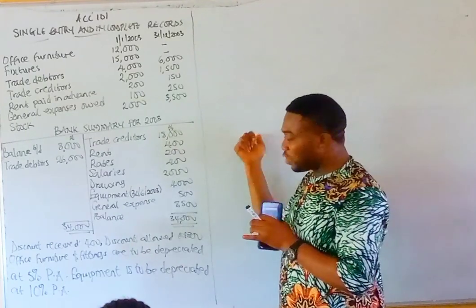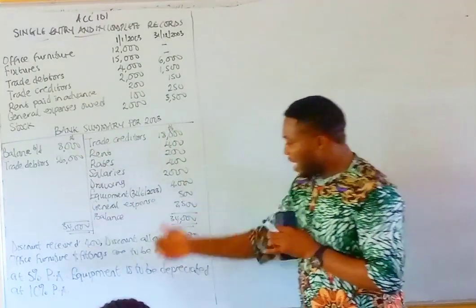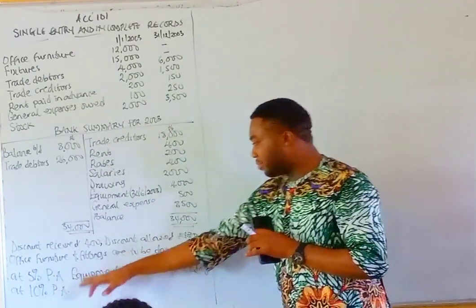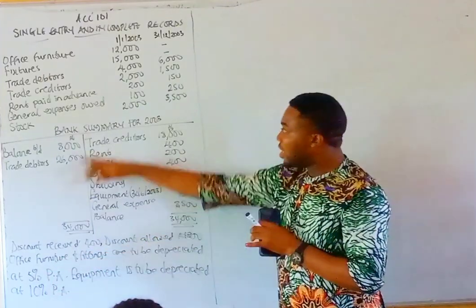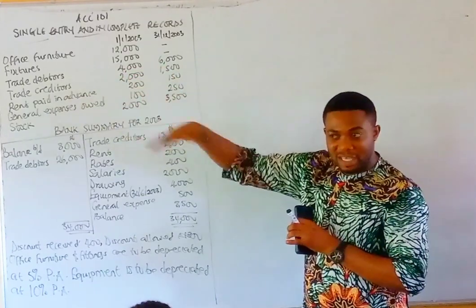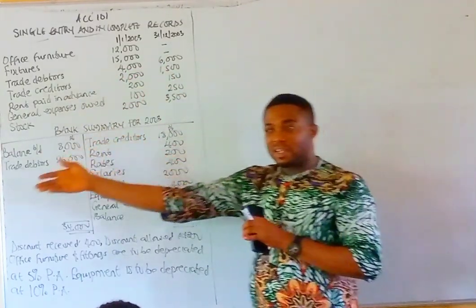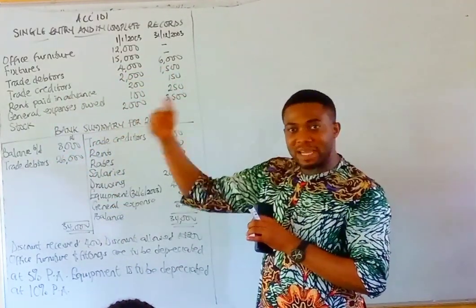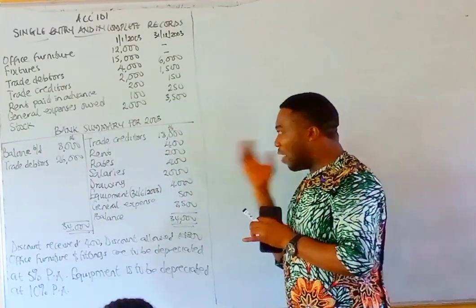Okay. Then the fourth one, adjustment. Adjustment, we have the position here: expenses owed, rent paid in advance. These are the adjustments. Then the last one, prepare, which is now the main essence of what we're doing. Now we want to start.